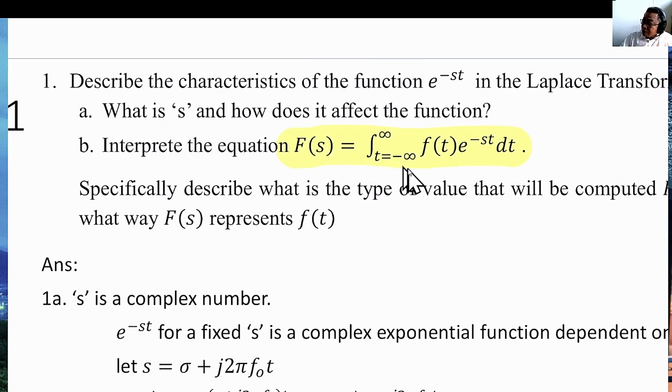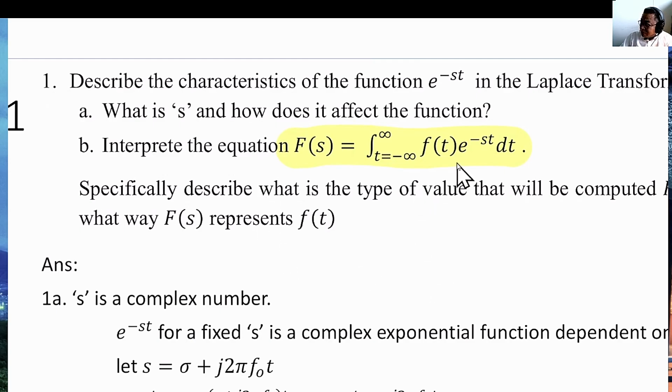We are supposed to integrate f of t with this expression to get F of s, the Laplace transform of f of t. You are integrating from minus infinity to infinity of t, the function f of t multiplied by exponential minus st. The question asks us what is s for part A and what is to interpret this equation.